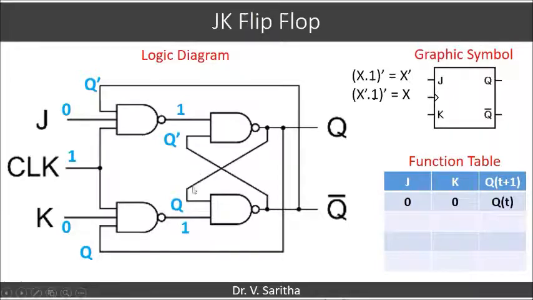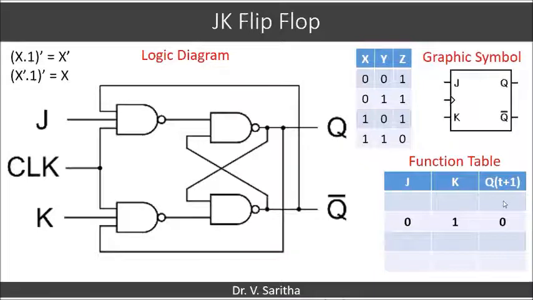And here you say like Q dot 1 whole bar, that is Q bar, and here Q bar dot 1 whole bar, it is Q. That is nothing but what these expressions say about the NAND gate. So we'll get Q and Q bar here. So we say that when JK is 0, 0, it preserves the previous state, that is Q of t plus 1 is equal to Q of t.